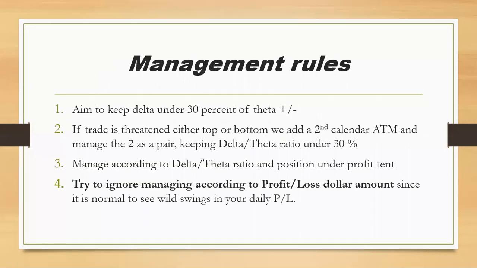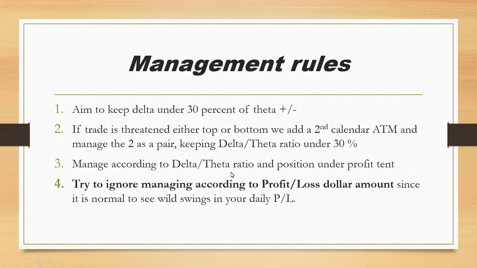Management rules aim to keep delta under 30% of theta. If the trade is threatened, either on the top or the bottom, and we've really already talked about this, we add a second calendar. We manage the two as a pair, keeping the delta theta ratio on the pair under 30%.